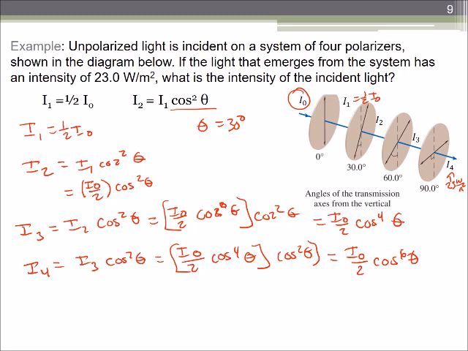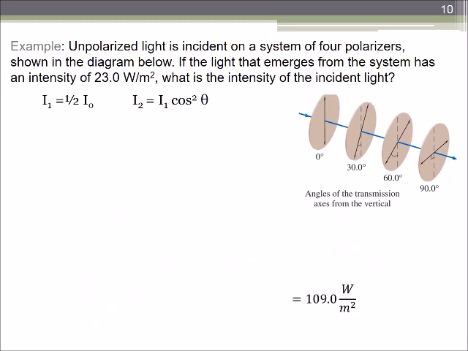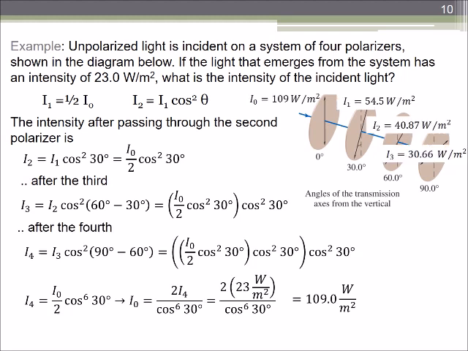Okay, so now I have an equation with what I want to know. I want to know this. I know this is 30 degrees, and I know this. So I'm going to rearrange this equation. I0 is equal to I4 times 2 over the cosine to the 6th of theta. And when we put that all together, that gives me 109 watts per meter squared as my final answer for how much light came in. Okay, so that's working the problem backwards.